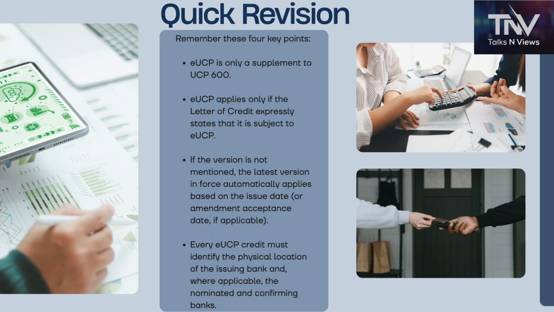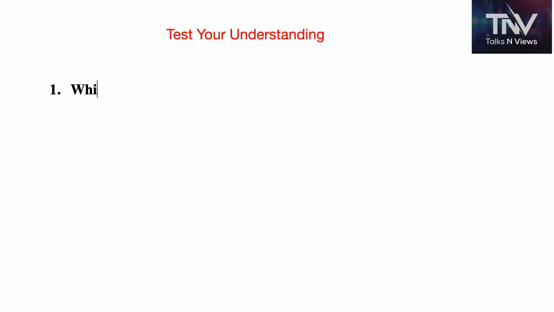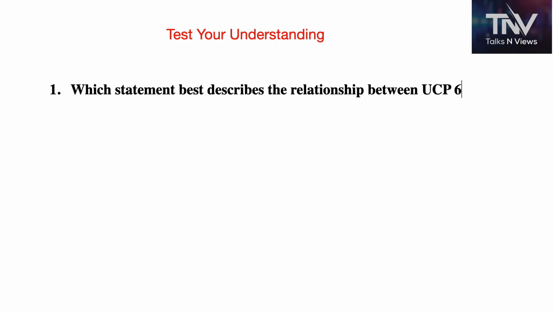Quick revision. Remember these 4 key points. eUCP is only a supplement to UCP 600. eUCP applies only if the letter of credit expressly states that it is subject to eUCP. If the version is not mentioned, the latest version in force automatically applies based on the issue date, or amendment acceptance date, if applicable. Every eUCP credit must identify the physical location of the issuing bank and, where applicable, the nominated and confirming banks. Now let's test your understanding with some sample questions.